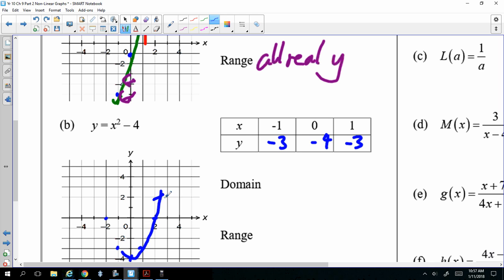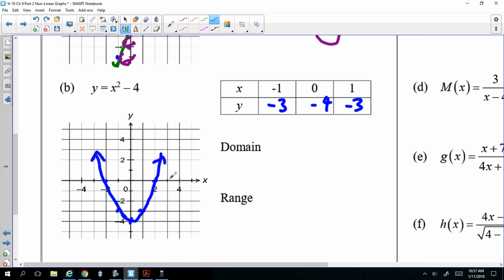So we're going to look at the domain. Domain is anywhere you walk on the x-axis, you can see the graph. So we say domain is all real x, right? How about the range? What are the possible y values it could be? Yes, y has to be more than -4. I could see the graph.